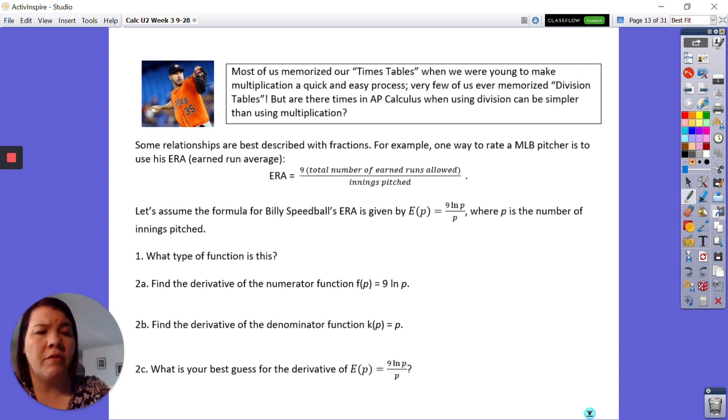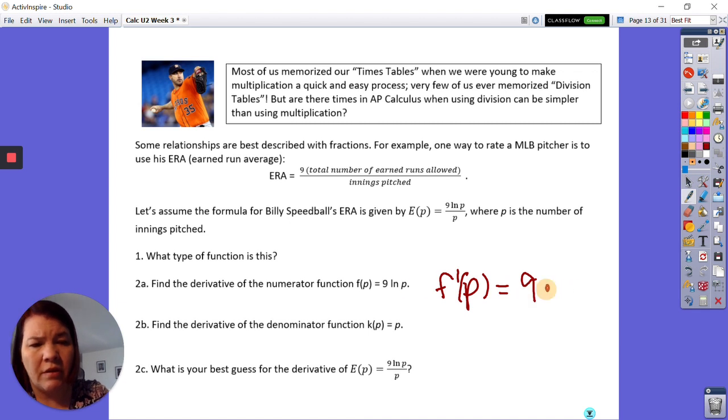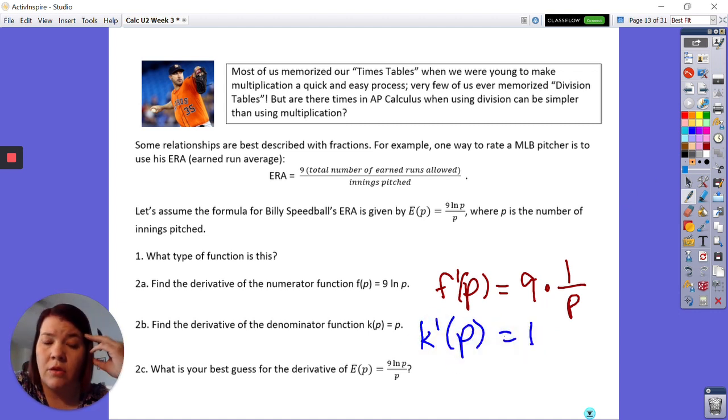Let's find the derivative of the numerator. F prime of P is equal to 9 times the derivative of ln of P, which is 1 over P. Done there. Now find the derivative of the denominator. K prime of P is equal to 1. So what do you think the derivative of the quotient might be?